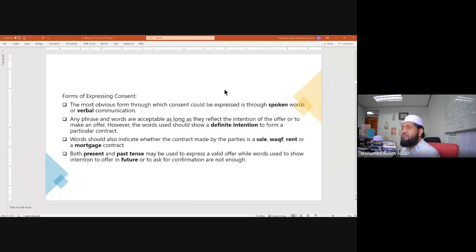The most obvious form through which consent could be expressed is through spoken words or verbal communication. Any phrase and words are acceptable as long as they reflect the intention of the offer or to make an offer. See here, it is not that you have to use the word only. For example, saya jual, saya beli, I sell, I buy. Not necessary that you have to use only the word buy or sell.